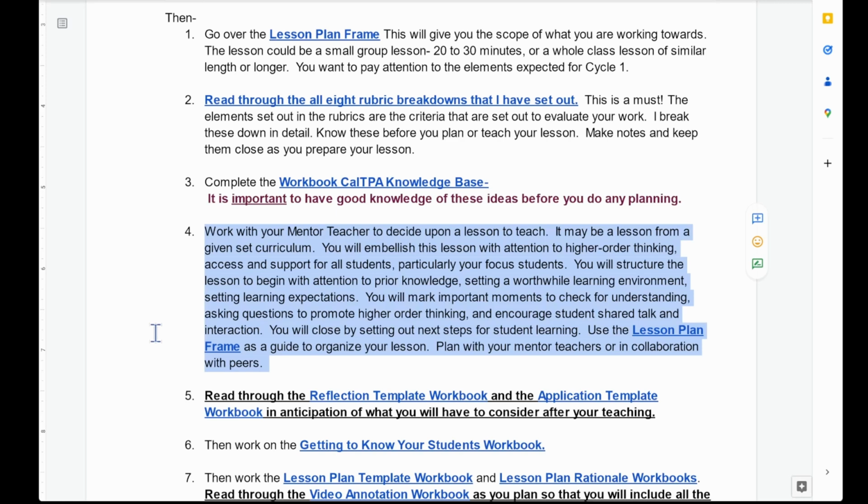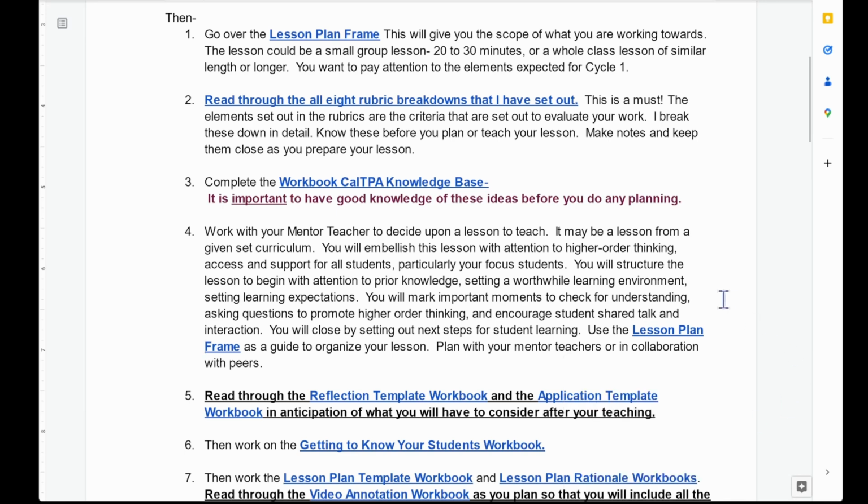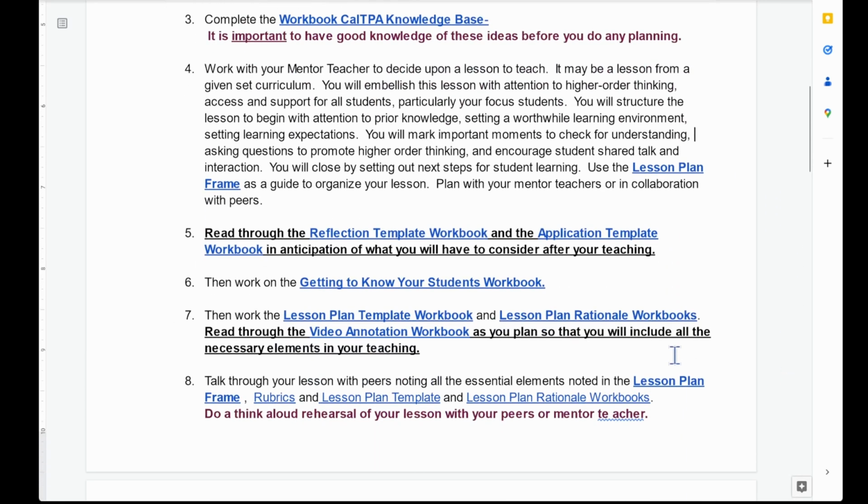Use the lesson plan frame as a guide to organize your lesson. Plan with your mentor teachers or in collaboration with peers. So the lesson plan frame is something I've shared with you already. And as you saw before, I've given you a beginning, a middle, and closure outline structure for this lesson that you might find useful. The other thing to do before you get to your planning or working any of the templates is to read through the reflection template workbook so you have an idea of other things that you should be considering and being prepared to think about in your planning and your teaching.